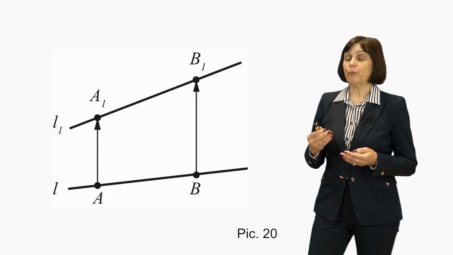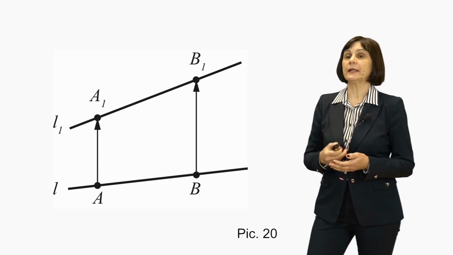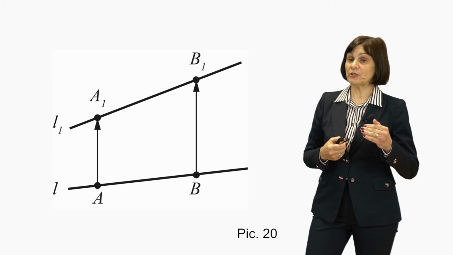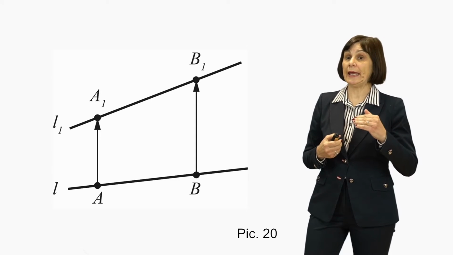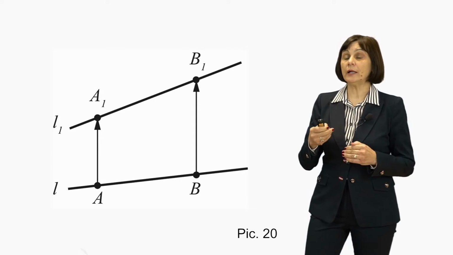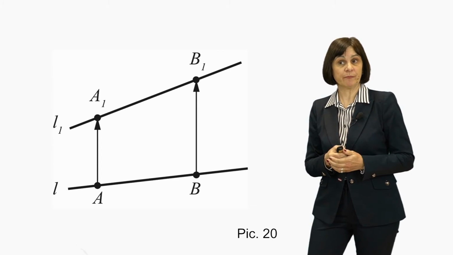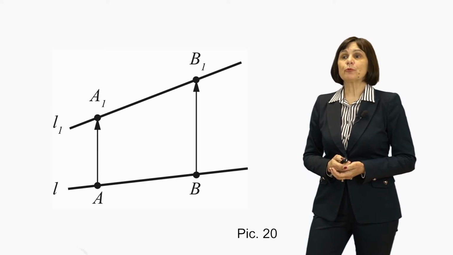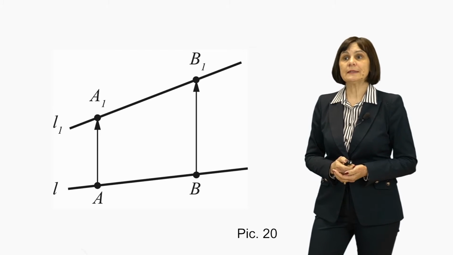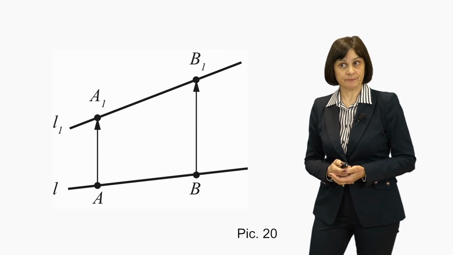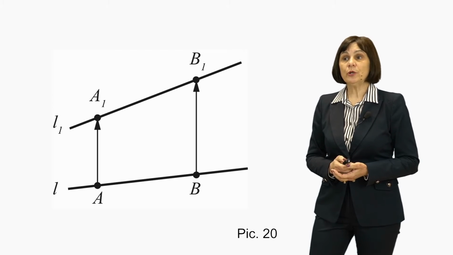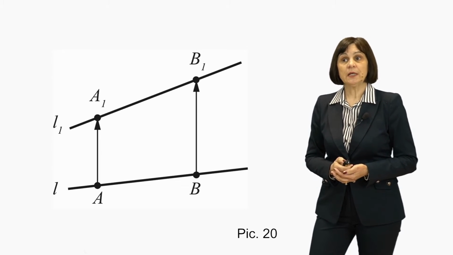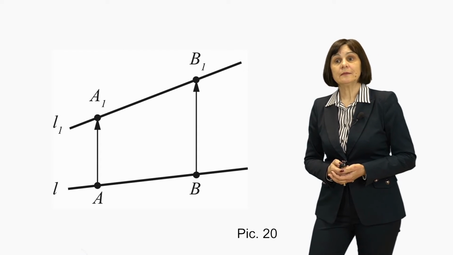We project point B from line L on the line L1 and get point B1. This is one of the main properties of a point and a straight line. And I want to explain one more property of a point and a line.